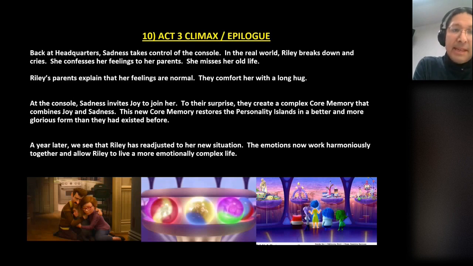At the console, Sadness invites Joy to join her, and to their surprise, they create a complex core memory that combines Joy and Sadness. This new core memory restores the personality islands in a better and more glorious form than they had existed before. And a year later, we see that Riley has readjusted to her new situation. The emotions now work harmoniously together and allow Riley to live a more emotionally complex life.